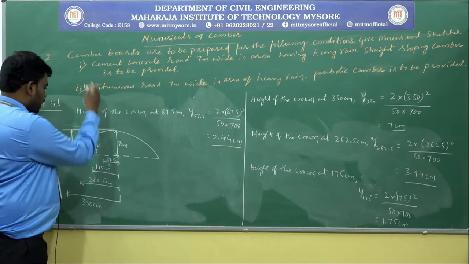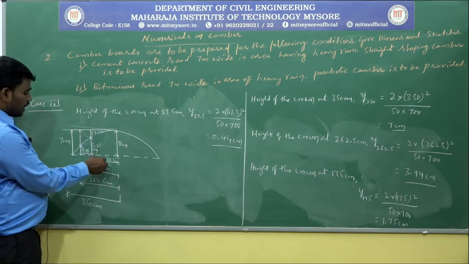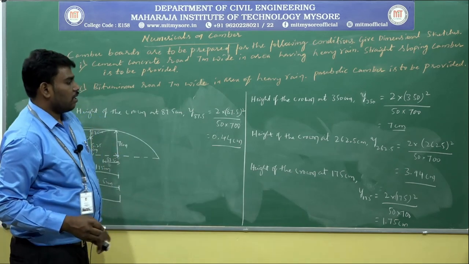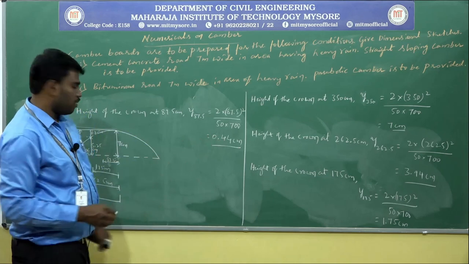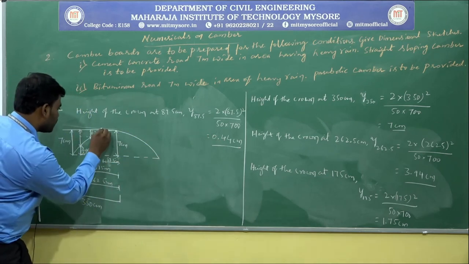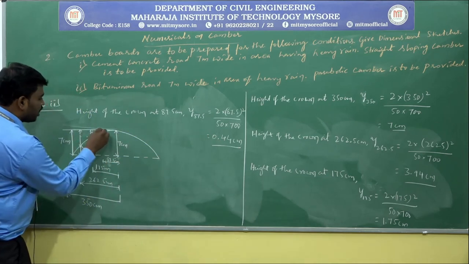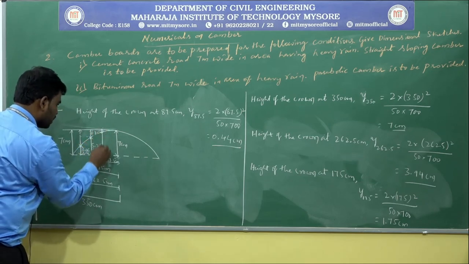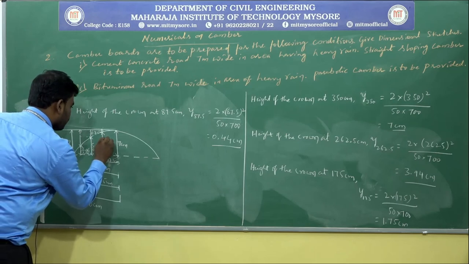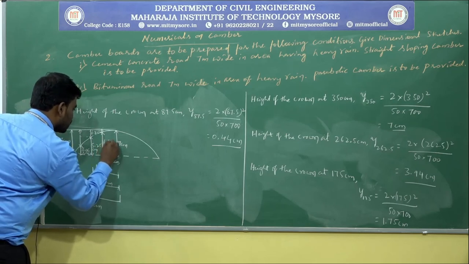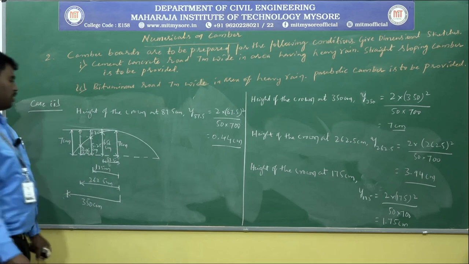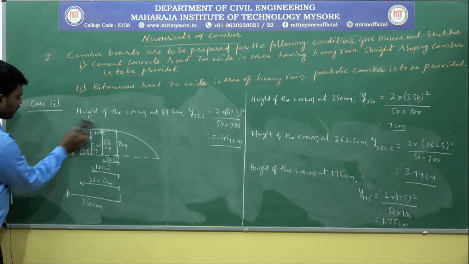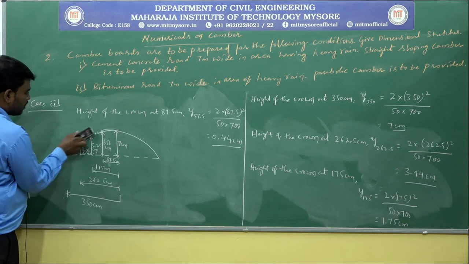Next, at 87.5 cm, it is about 0.44 cm. Here, this distance from the top, it is 0.44 cm. Then the remaining distance is about 6.56 cm. This is regarding the dimensional sketches.